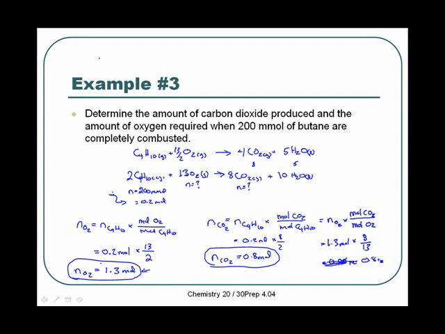Sorry, 0.8 moles. One more thing we should talk about, we still have to worry about significant digits. Technically in this question, we have 3 sig digs, and we're working in millimoles, so we should report both of our answers the same way, with 3 significant digits or in millimoles. So for my nO2, I would say 1.30 moles to get my 3 sig digs. For my nCO2, probably the easiest way would be 800 millimoles.